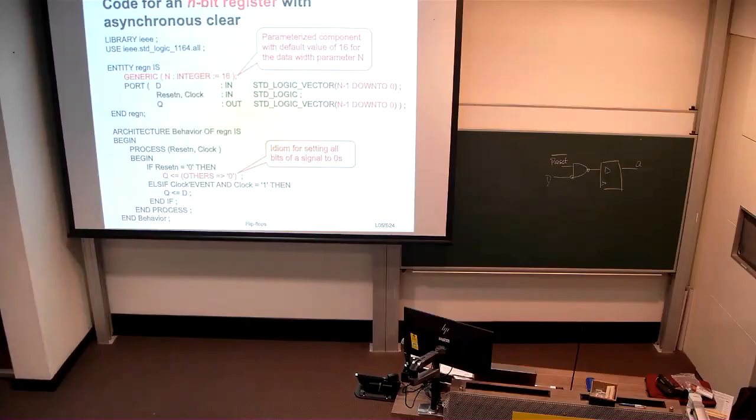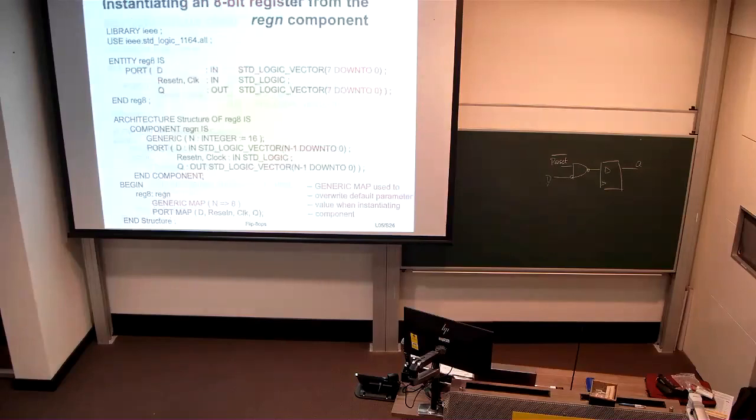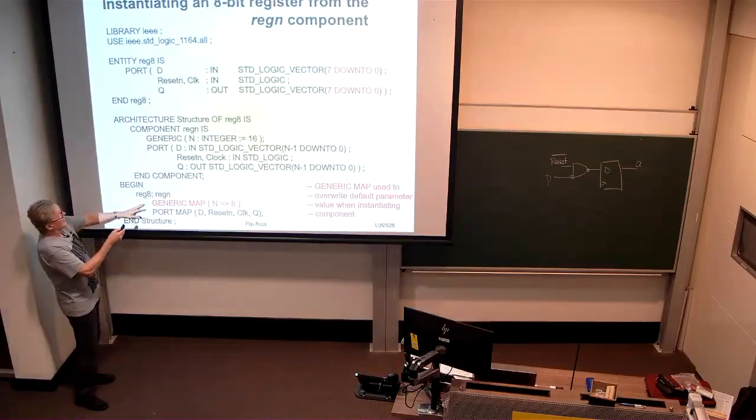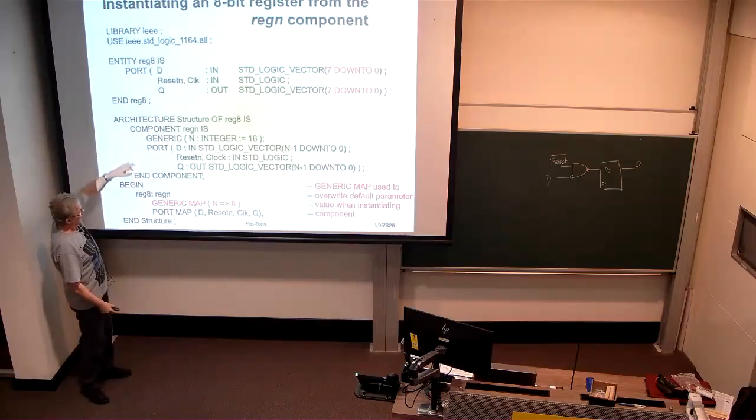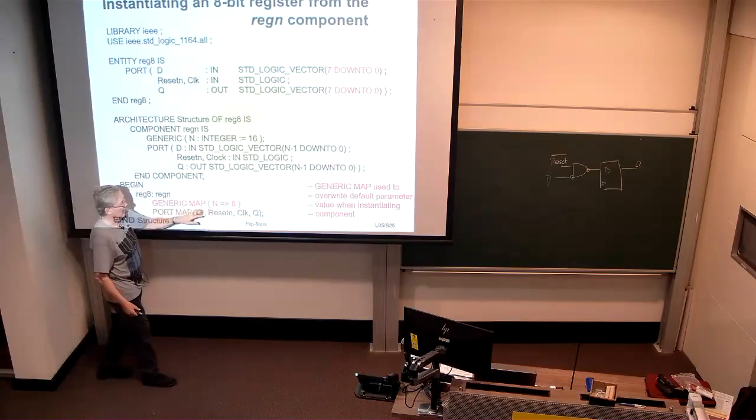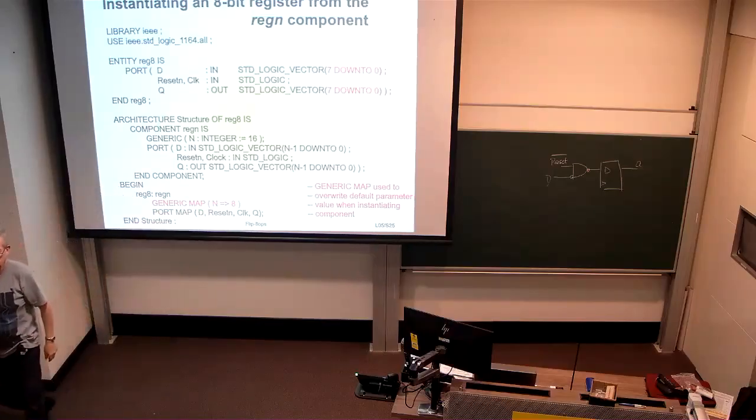And if you have an n-bit register like this, you can instantiate it using whatever size you wish by overriding the generic parameter using a generic map. In this case, we're inferring an 8-bit register. So here, the vectors are 8-bit long, but we're using our generic n-bit register as a component and overriding the size of n by using a generic map statement. Okay. The rest is the same.